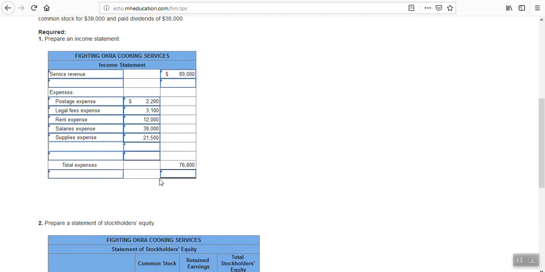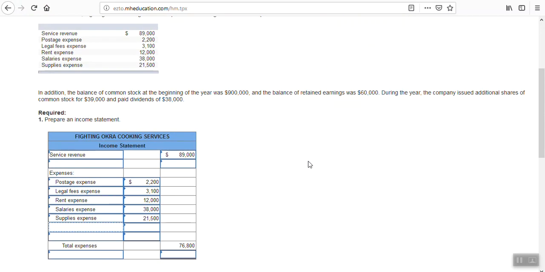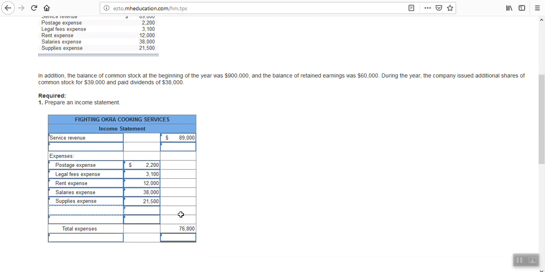All right. Let's see what else our instructions say. So all of this stuff in the additional instructions says common stock, retained earnings. Those are both equity items, so they're not going to show up on the income statement. And then it says we issued some additional stock and paid dividends. Again, those are things that are not going to show up on the income statement.